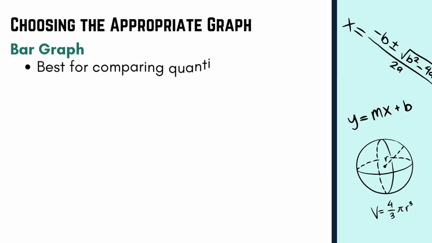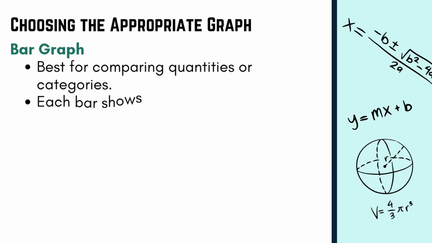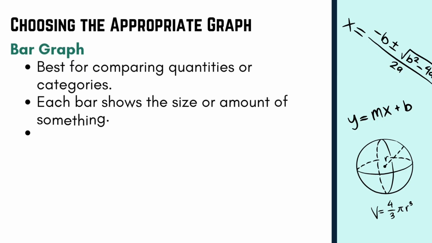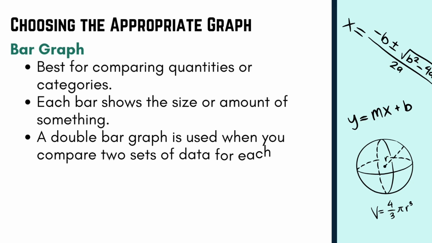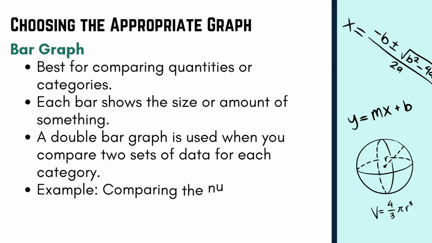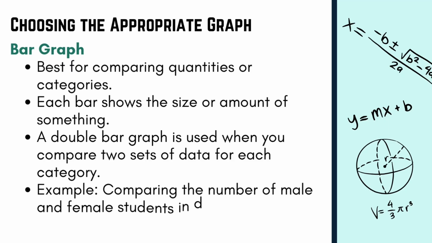Now, choosing the appropriate graph. So when do we use the bar graph? Best for comparing quantities or categories. Each bar shows the size or amount of something. A double bar graph is used when you compare two sets of data for each category. So for example, comparing the number of male and female students in different grade levels, like kinder to grade 6. How many male students in kinder to grade 6, and how many female students from kinder to grade 6.